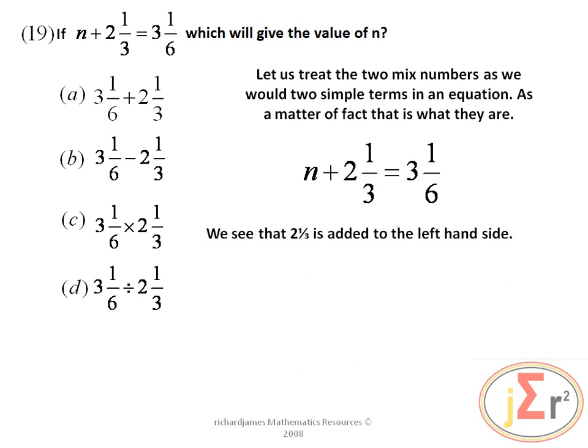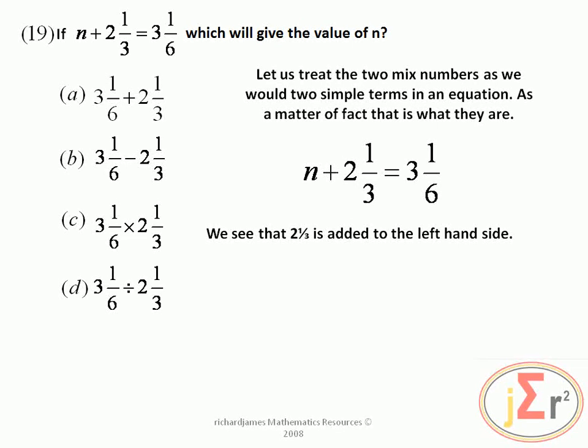We see that 2 1/3 is added to the left-hand side. What do we do? In solving the equation, we need to do the opposite of adding 2 1/3 on the other side, because in solving the equation, we need to make n the subject. So n will be on the left-hand side, and we need to ensure that we take the necessary steps to transpose this 2 1/3 to the right-hand side in order to get the correct answer. So we need to do that correctly.